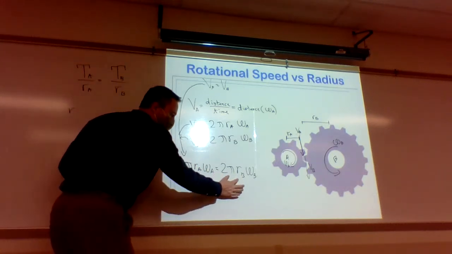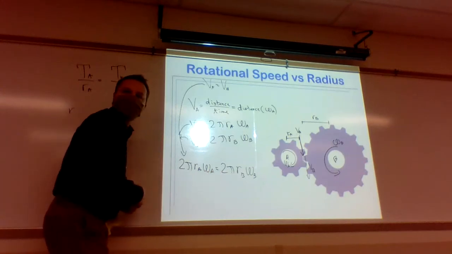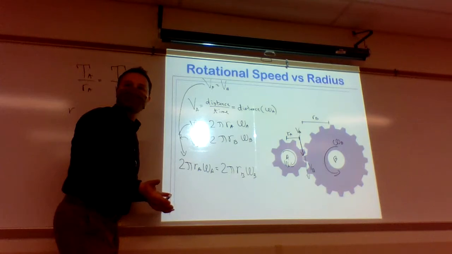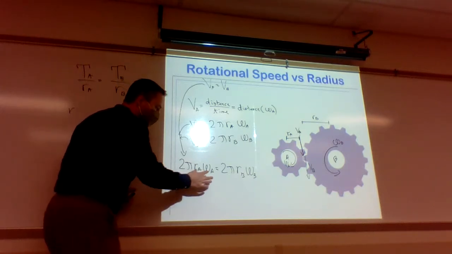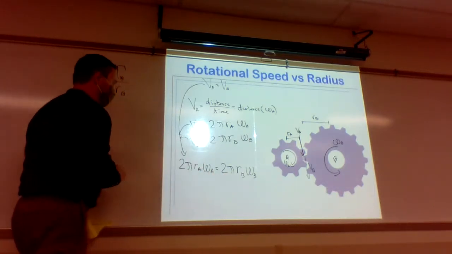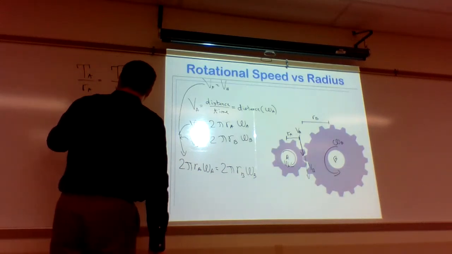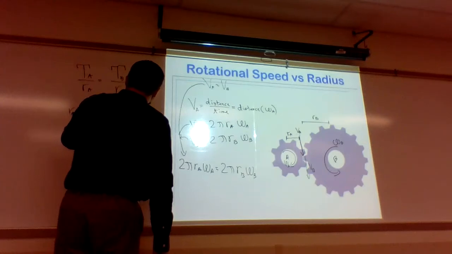Notice I got 2 pi on both sides of this equation. Right, so we can say it cancels out. The mathematicians hate that. That's okay. They're non-zero. Both of these are non-zero, so they can cancel out. That's RA omega A is equal to RB omega B.